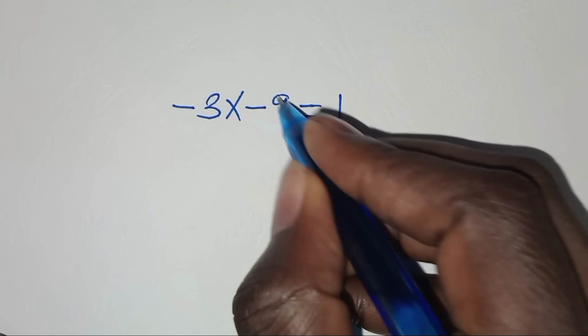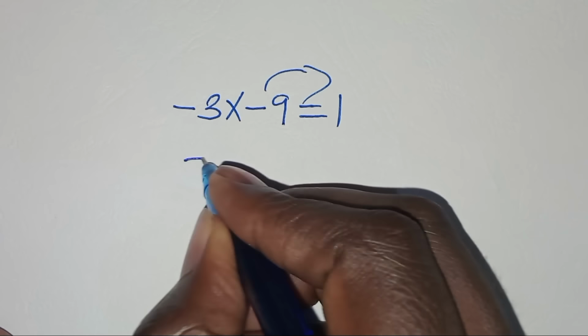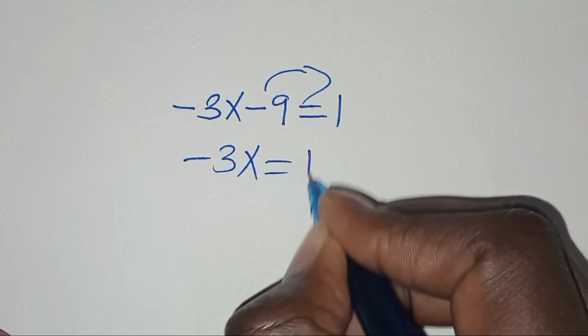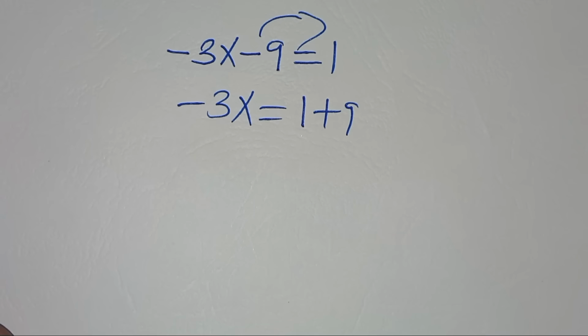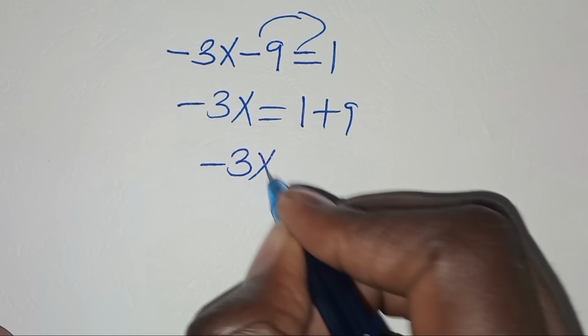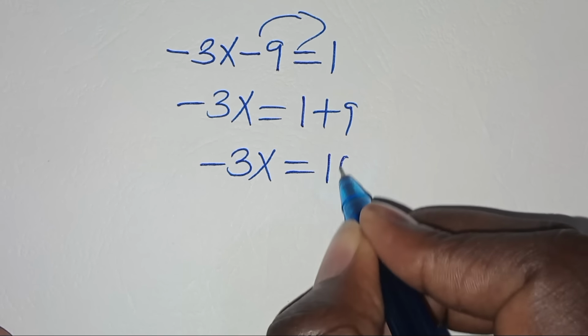Now, let's take negative 9 on the right-hand side, so that we have negative 3x, this is equal to 1 plus 9. So that we have negative 3x, this is equal to 1 plus 9, which is equal to 10.